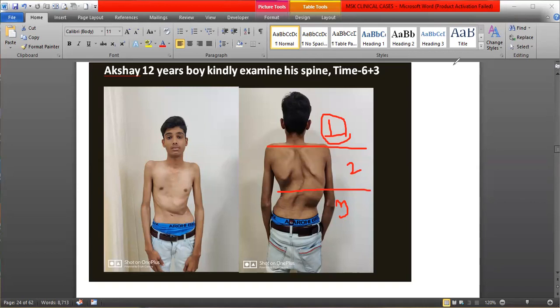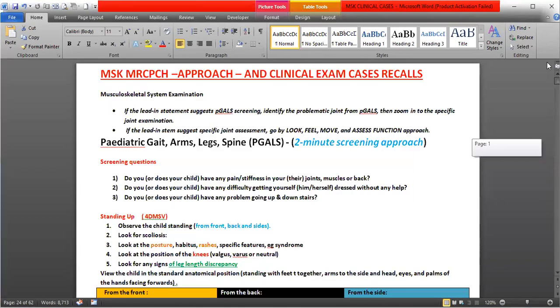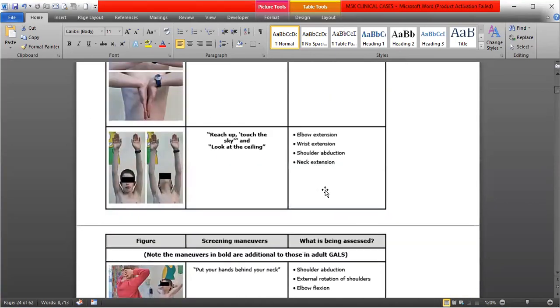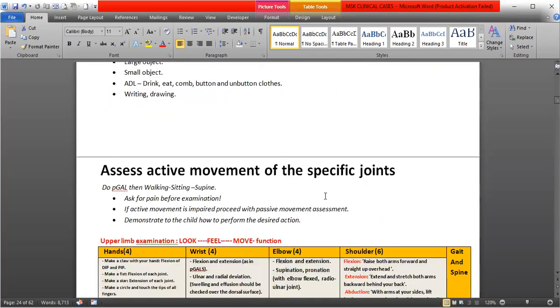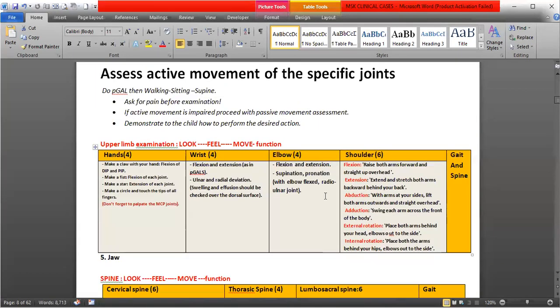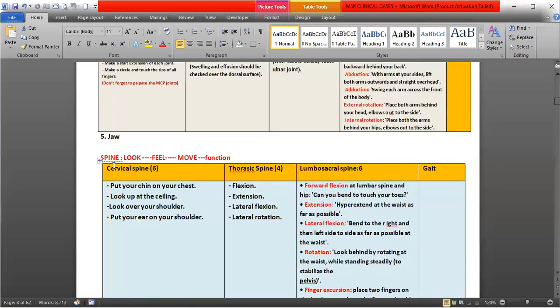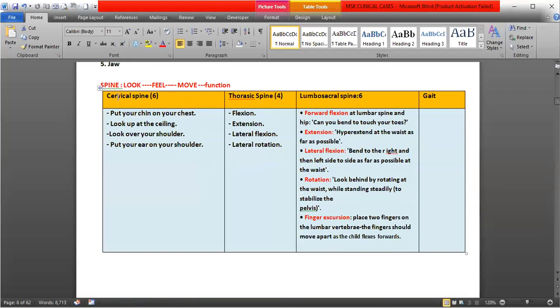Okay, let me just open the structure. I think that will be helpful. Here, as you can see, if the task is spine examination, I have made this lower limb and spine. Here is the spine. So look, 6 movements in the cervical: look, feel, move, and function. So 6 movements in the cervical spine. Put the chin on the chest, that is flexion of the neck in the cervical area. Look up at the ceiling, that is the extension. And look over the shoulder, that is lateral rotation, both sides. Okay.